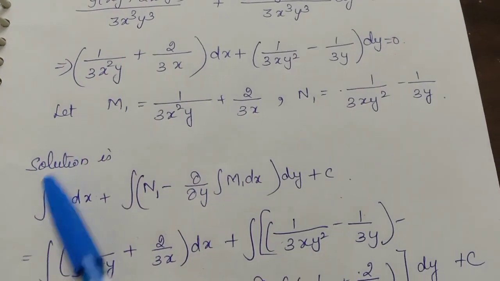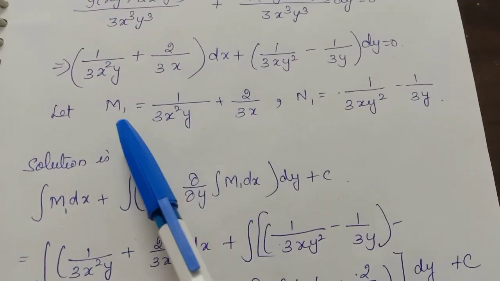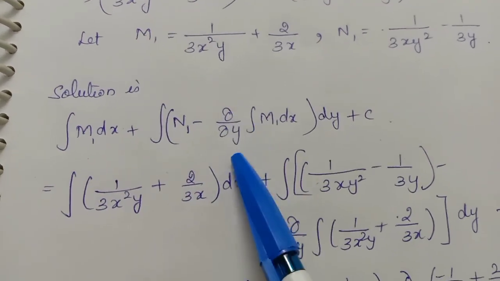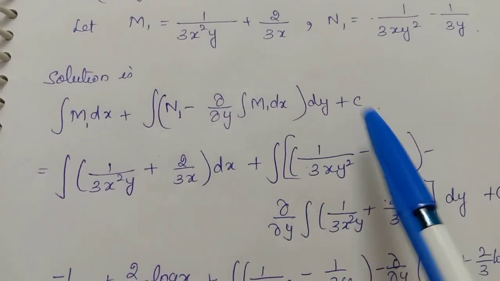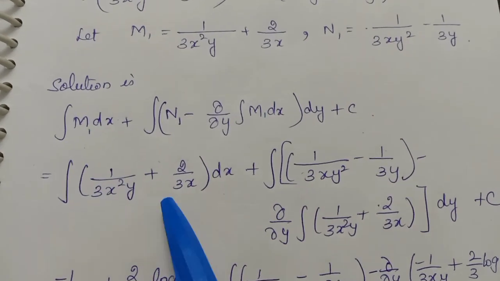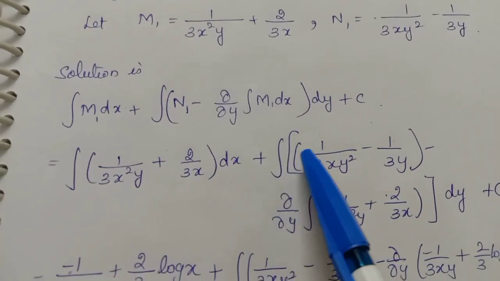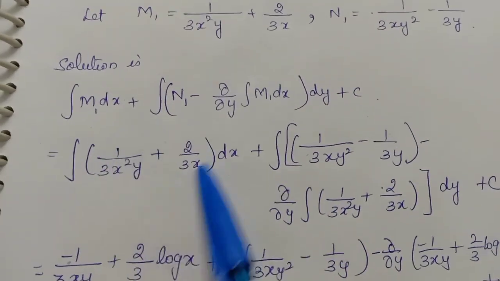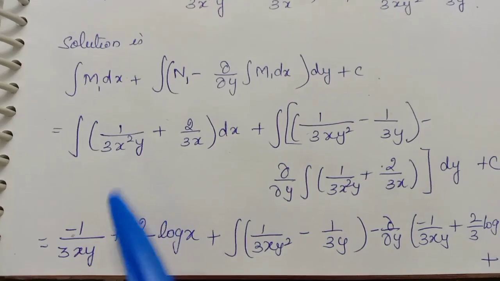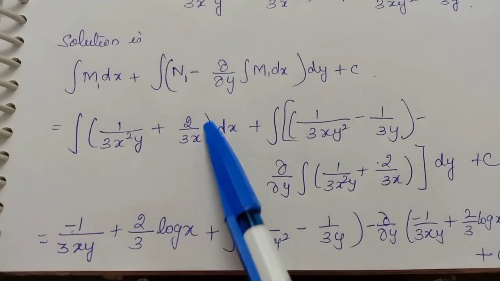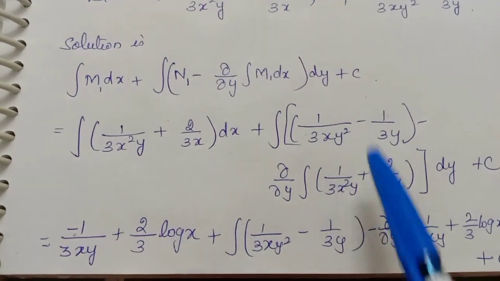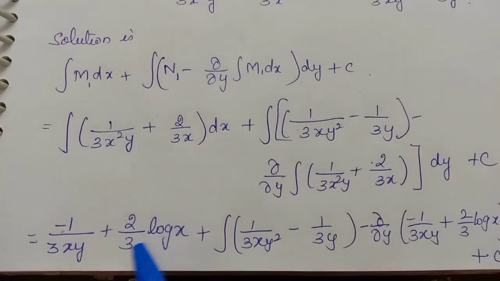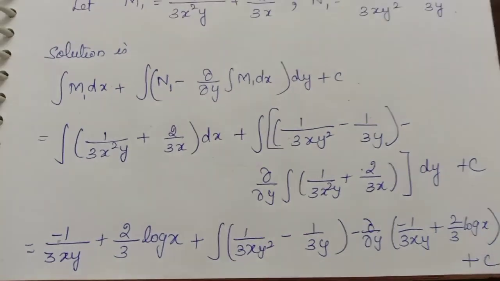So the solution is given by integral m dx plus integral of n minus dou by dou y of integral m dx, dy, plus c. So m is 1 by 3 x square y plus 2 by 3 x dx, plus integral 1 by 3 x y square minus 1 by 3y minus dou by dou y of again this term, dy, plus c. So integrate with respect to x: minus 1 by 3xy plus 2 by 3 log x, plus this term minus dou by dou y of whatever you have here, that will appear here also, plus c.